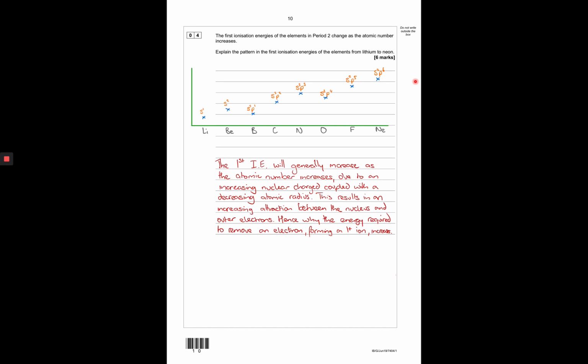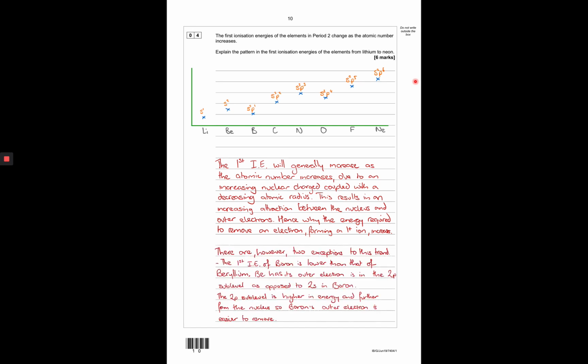So we're focusing more on the increasing nuclear charge, and then we're explaining why that means there's a higher first ionization energy. A higher nuclear charge means that we have a stronger attraction between the nucleus and the outer electrons, and so it requires more energy to remove an electron to form that 1+ ion. So that paragraph there, which is slightly more than we needed, would have been 2 of the marks.